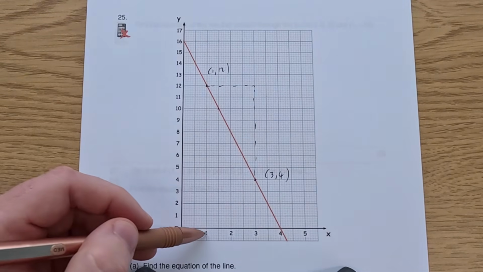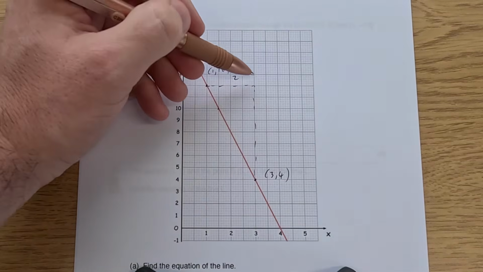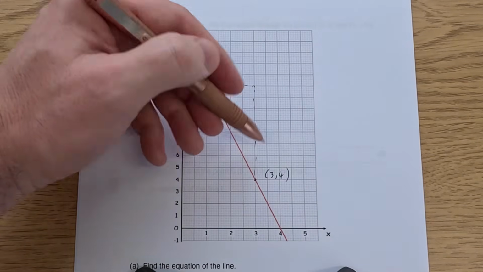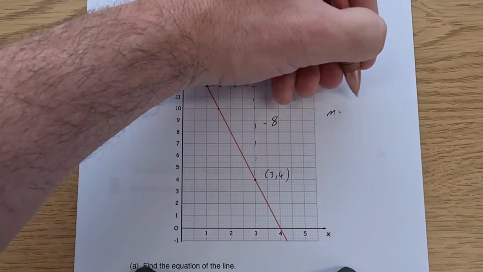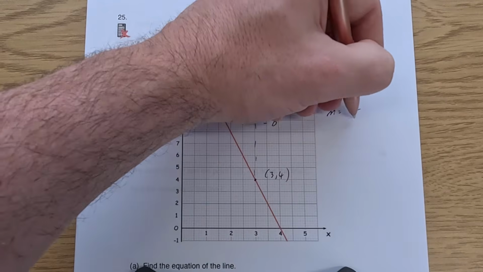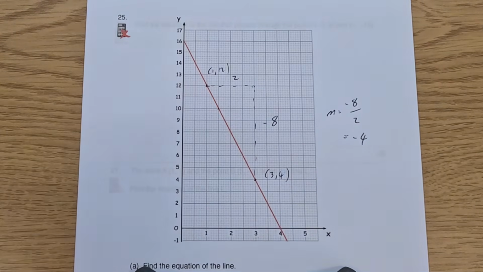And in terms of the run, we're going from 1 to 3, so the run would be 2, we're going 2 across. And then in terms of the rise, we're going from a height of 12 down to a height of 4, so the rise would be negative 8. So that means the gradient m will be equal to the rise, which is negative 8, divided by the run, which is 2, and negative 8 divided by 2 is negative 4. So the gradient of that line is negative 4.